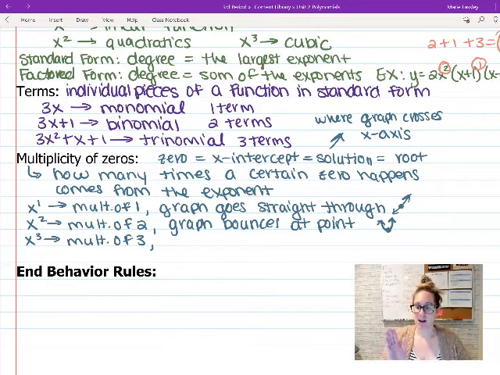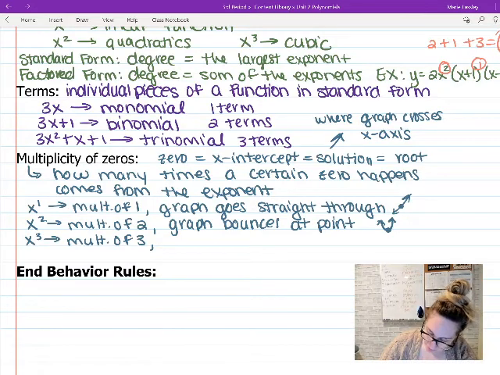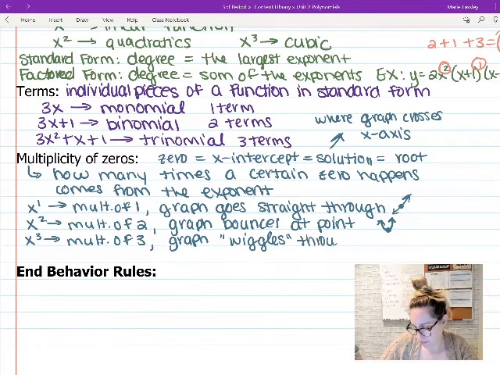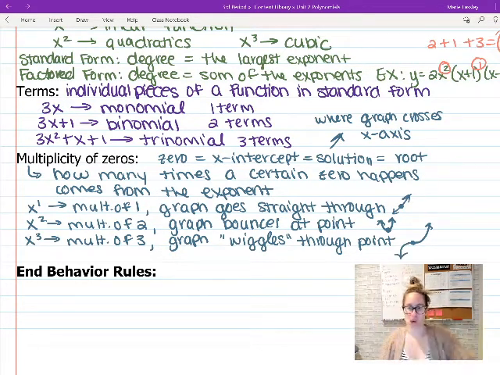So the cubic function kind of goes like swoosh, swoosh, like that. That's what it's going to look like if the zero has a multiplicity of 3, meaning that zero happens 3 times. So the graph is like a wiggle, wiggles through the point. So here's our point. Our graph kind of goes like this through it.